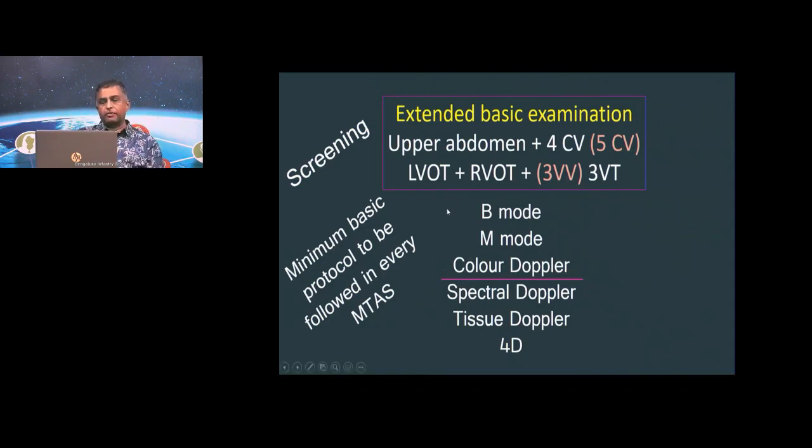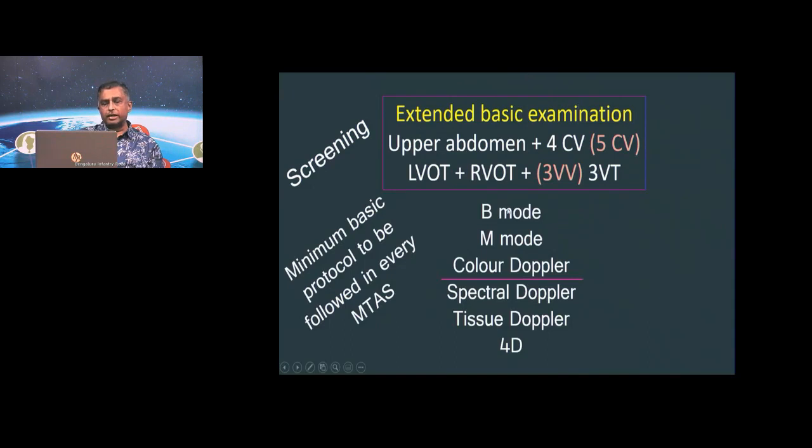Now, what do we employ? We use grayscale, also known as B mode. You use M mode, you use color Doppler. Color Doppler, in fact, is a necessity. It is not that you turn the color Doppler on when there's an abnormality. You turn the color Doppler on by default in every case, and I'll show you some cases where this has actually helped. Whereas spectral Doppler, tissue Doppler, 4D, and things like spectral tracking, and so on and so forth, are a part of the specialized fetal echocardiography or advanced fetal echocardiography.